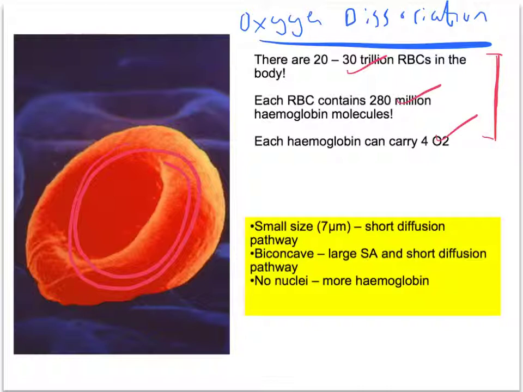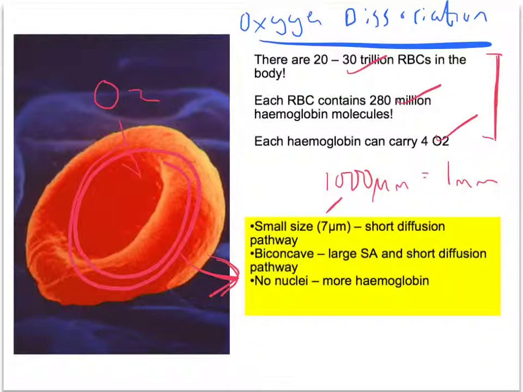It's always worth brushing up on and thinking about the adaptations of a red blood cell to enable it to carry out its job of carrying oxygen around the body. It's an incredibly small size, only about 7 micrometers. Remember, 1,000 micrometers in a millimeter. So that means there's a very short diffusion pathway for any oxygen to get in.